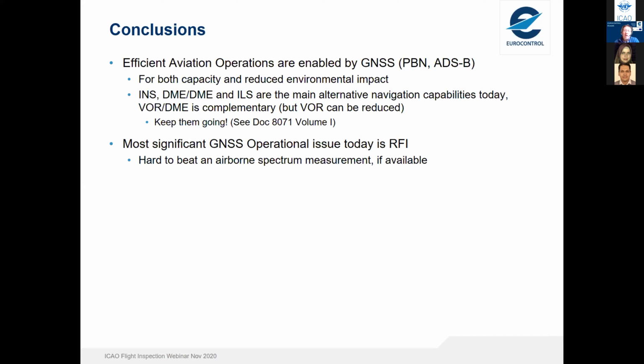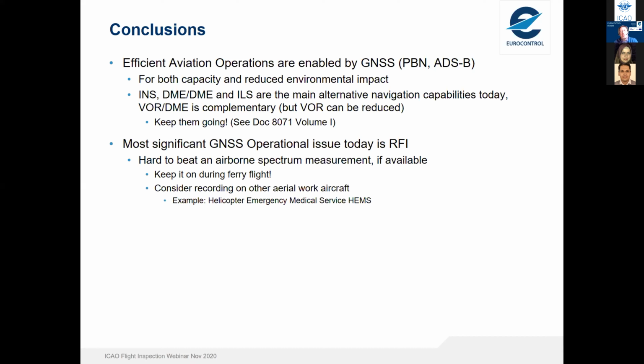And so if you have an airborne spectrum measurement available, that really is hard to beat. You can consider recording during a ferry flight. You can consider also other aerial work aircraft. One example is what was done in Switzerland with helicopter emergency medical service recording. So those are just quick access recorders installed in a helicopter fleet that gave sort of a tapestry of the whole interference landscape. And just even a very basic GNSS receiver can give you much more detail than a pilot report ever could.